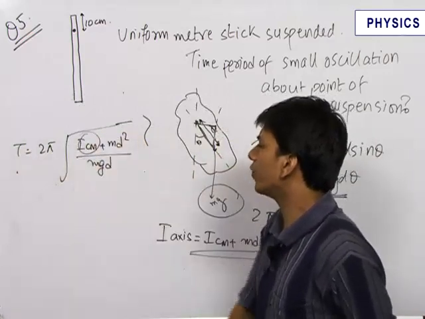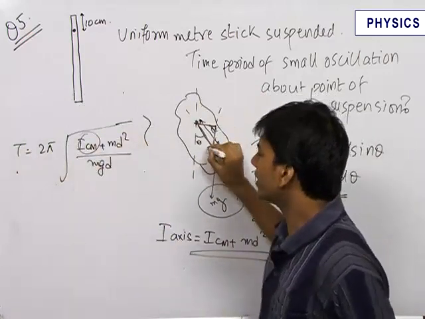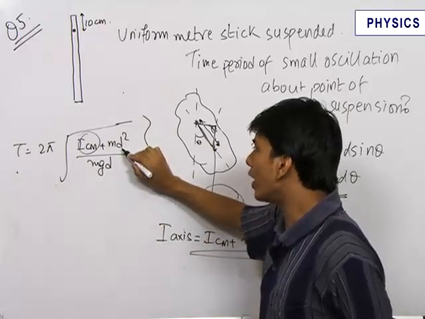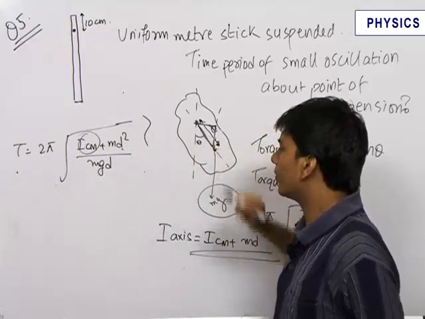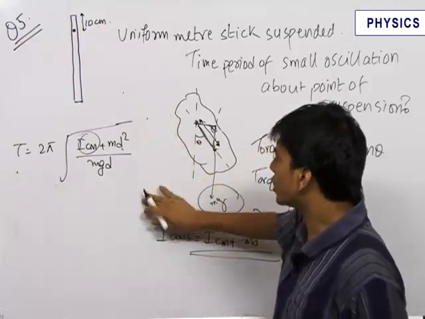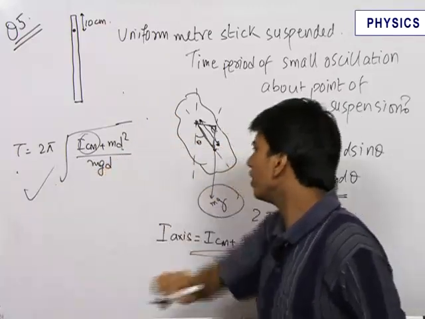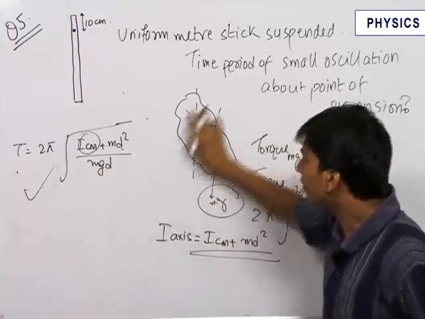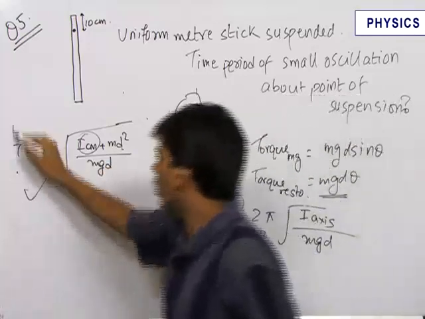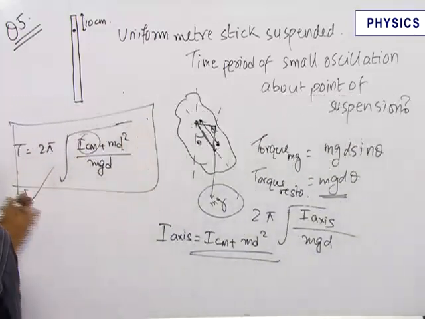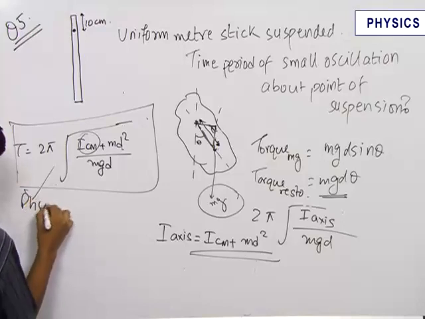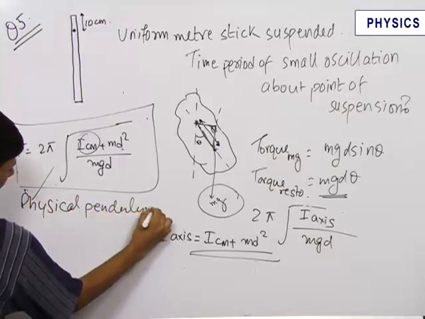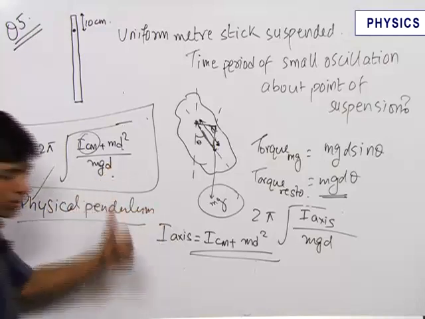You need to keep in mind what these terms mean. ICM is the moment of inertia of the object about its center of mass. d is the distance of the point of suspension from the center of mass, and after feeding in these values you get the time period for the small oscillations of the object. So this is a general formula that we have derived for any object, and this is also known as the time period of a physical pendulum. You should always remember this result in the future.